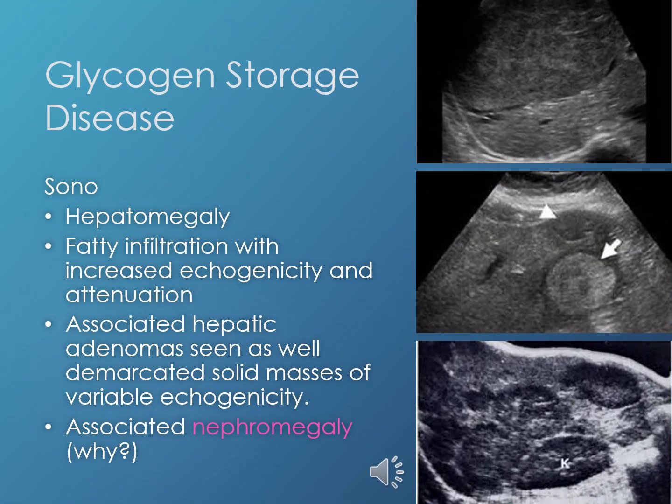Glycogen storage disease sono signs: hepatomegaly, fatty infiltration with increased echogenicity and attenuation. So sounds kind of like fatty infiltration, right? We already know that. If it's storing fat, it's going to look like it's storing fat. With glycogen storage disease, we can also see those hepatic adenomas, and we can see associated nephromegaly. Well, that's unique, but fat is also being stored in that kidney, so that kidney is probably also going to get bigger.